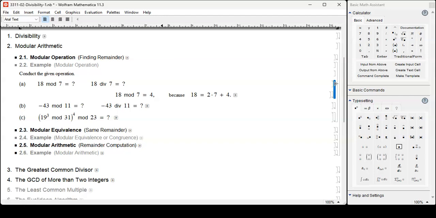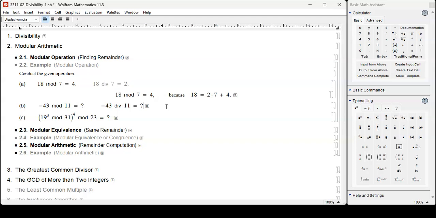18 divided by 7, here's the division algorithm. 2 times 7 is 14, and that's the closest. So the quotient 2 and the remainder 4. Those are mod operation and div operation, respectively. Mod is a little bit more important.